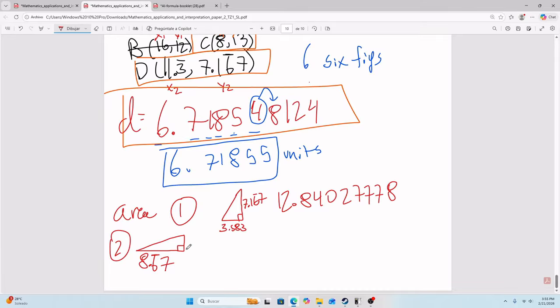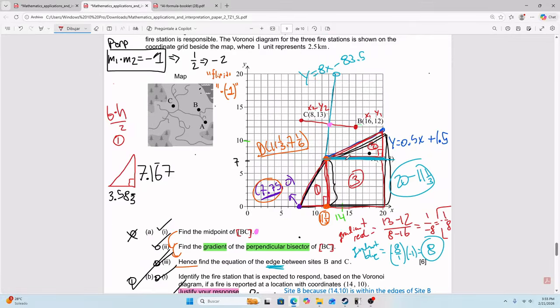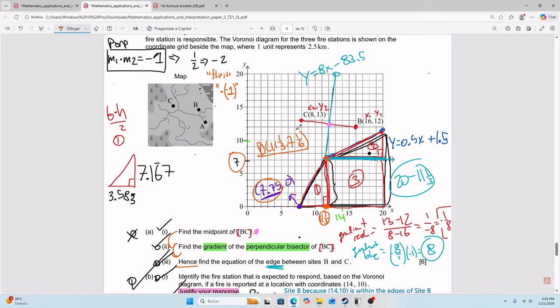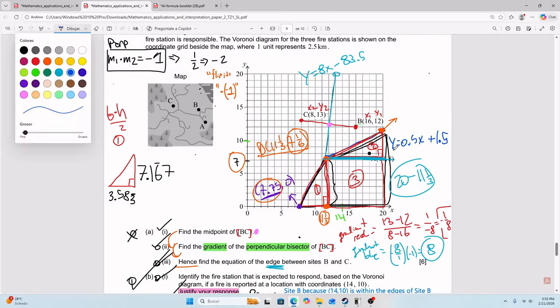8.67 will be the base of this triangle. And the height of this triangle will depend a little bit on this height on D, ¿cierto? And so this height on D, which is the 7 1/6, you have to compare it to this height here. And this height here depends on the function for the edge that they gave us.